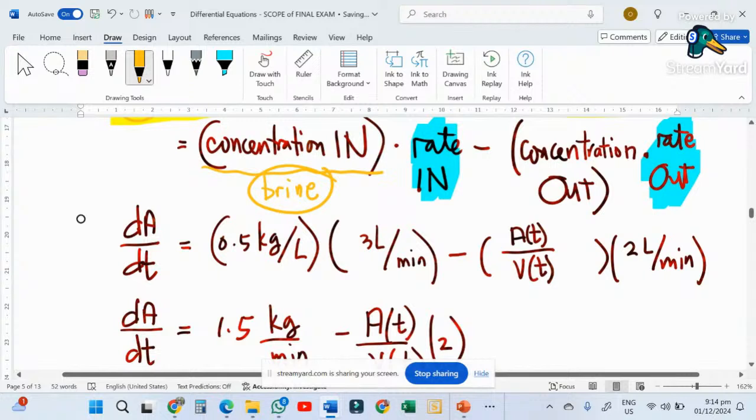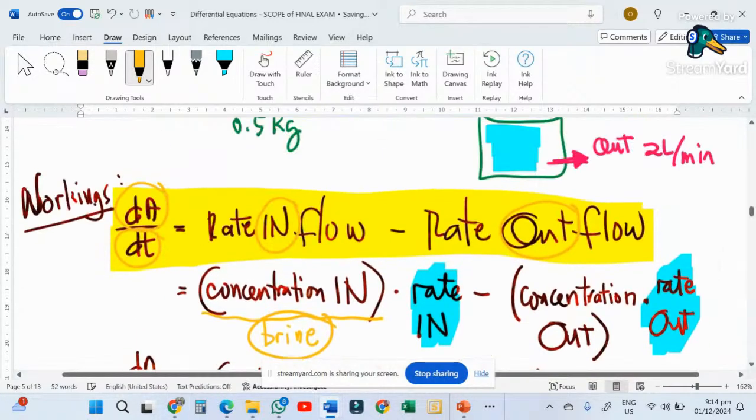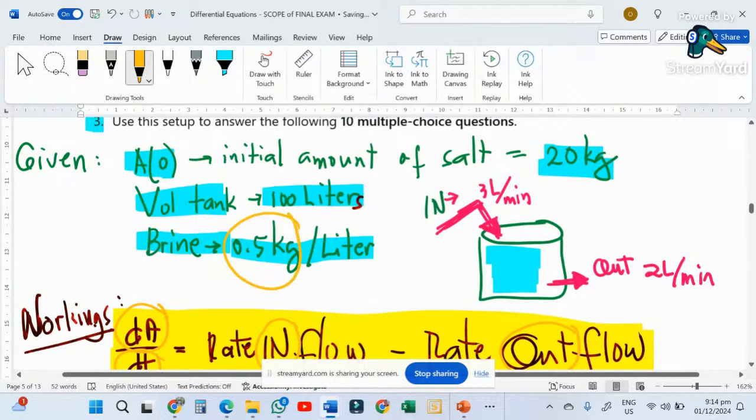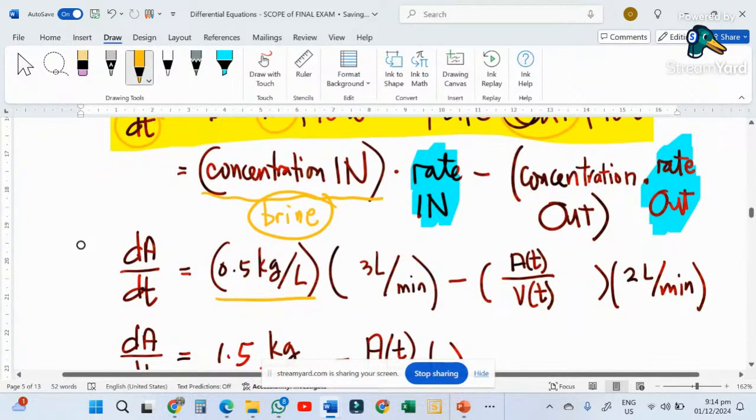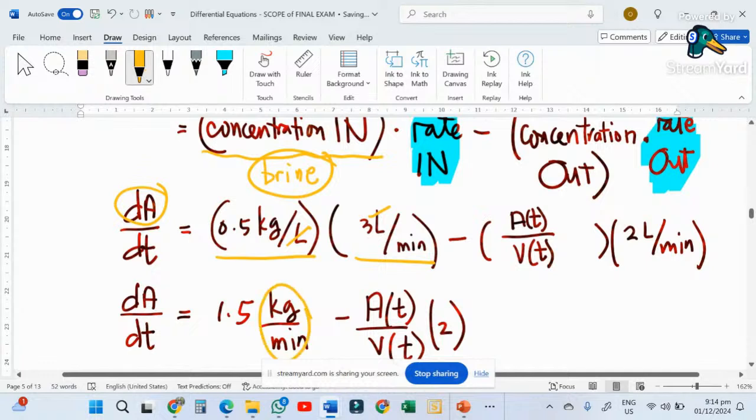Now, what is the concentration in? It is 0.5 kilogram per liter. This was in the question. So 0.5 kilogram per liter is the concentration that goes in. The rate by which it goes in is 3 liters per minute. That should be multiplied together. Why? Because what we want is the difference in amount. So the liter and the liter cancel out, giving you only kilogram per minute as the unit. And 0.5 times 3 is 1.5.